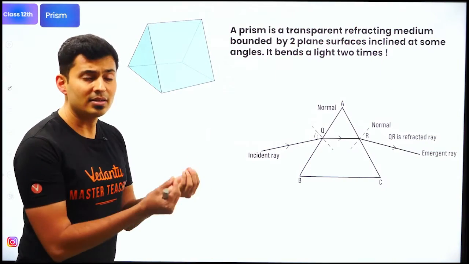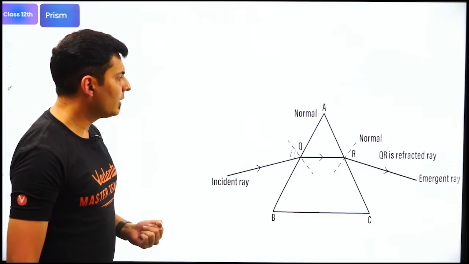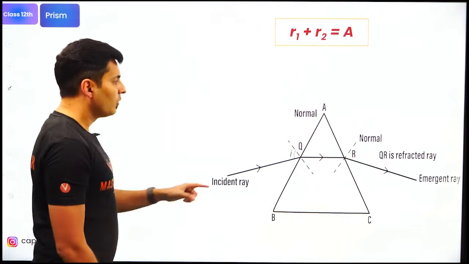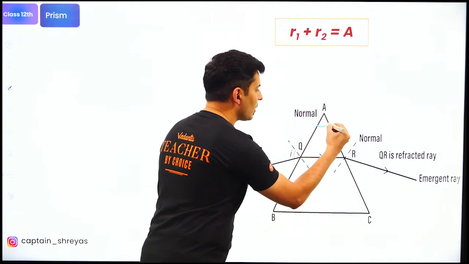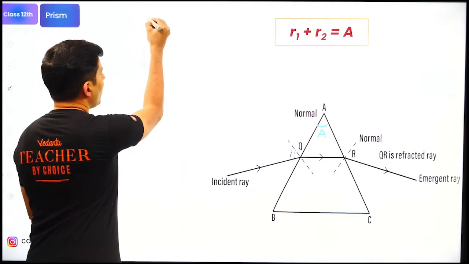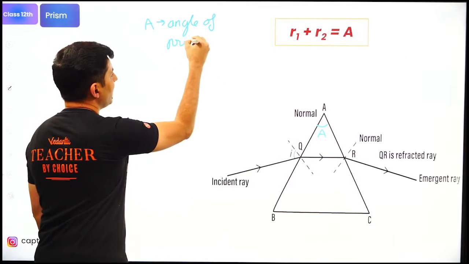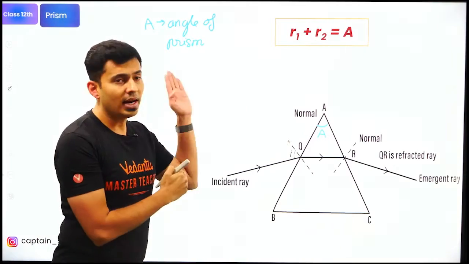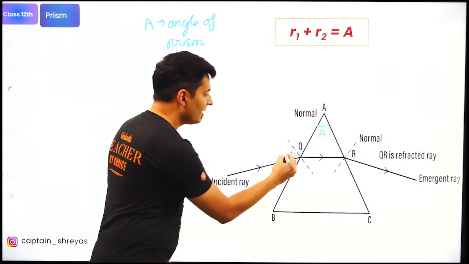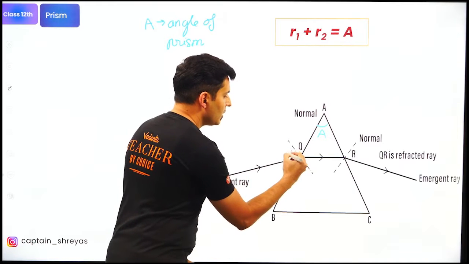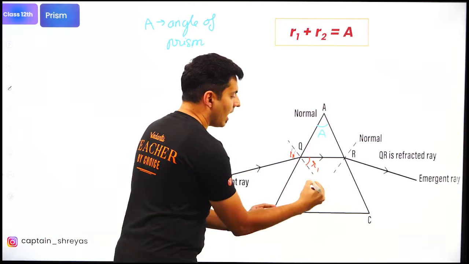Now there are certain angles which you're supposed to know regarding a prism. So let's talk about it in detail. Starting with over here, the angle between the two inclined surfaces where the light ray bends is basically called the angle of prism. So A stands for the angle of prism, or sometimes it is also referred to as the refracting angle of the prism. Now this angle right over here, which is the incident angle on the first surface, is usually called I1. Then after refraction, this angle is called R1.